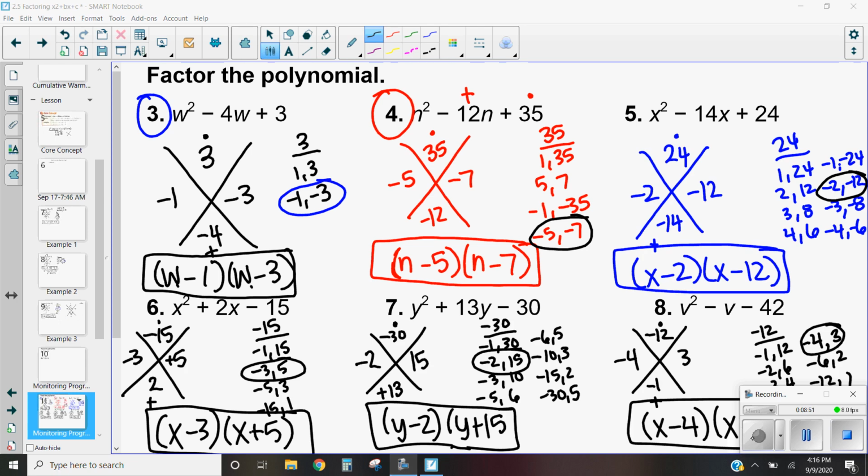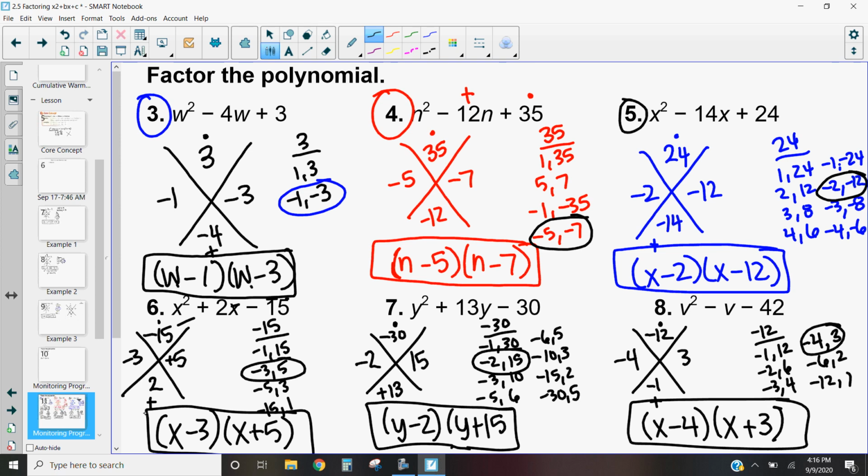Okay, hopefully you took the time to pause that video and finish solving these. With number 5 here, we split it up, so our 24 and our negative 14. I listed all my factors, circled the one that added to negative 14, and I got x minus 2, x minus 12. With number 6, I did the same thing, moved my c here, moved my b there, figured out what factors of negative 15 added to 2, and I got negative 3 and 5. So our factored form is x minus 3 times x plus 5.